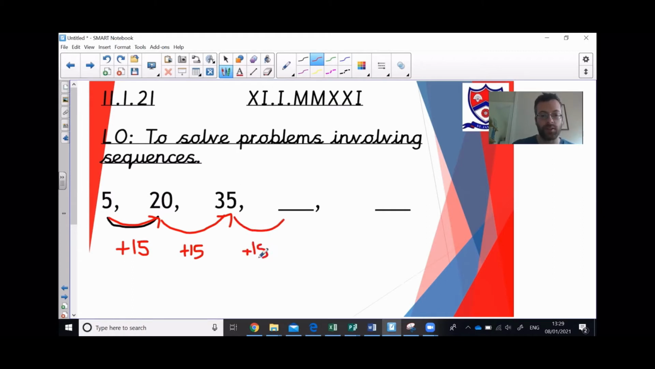35 add 15 is going to get me to 50. Did I say that before? I didn't, did I? I don't think I did. Hopefully we're right now. And then from 50, again, I'm adding 15. And then I get to 65. I'm now doubting myself. That's a 15, that's a 15. Yeah, I'm happy that this one's right. Whatever I said before, just ignore me.